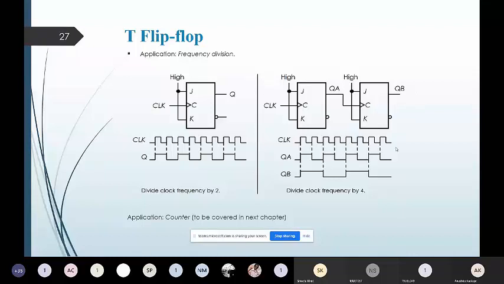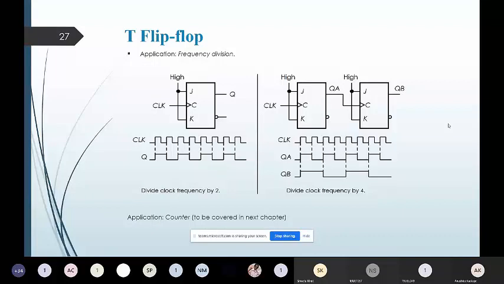So this is how we can observe that if I connect the T flip-flops in series, then every T flip-flop is responsible for giving an extra division of the frequency by 2. And this will be used in the counters, which we are going to see in the next chapter. So these are the applications for the T flip-flop.